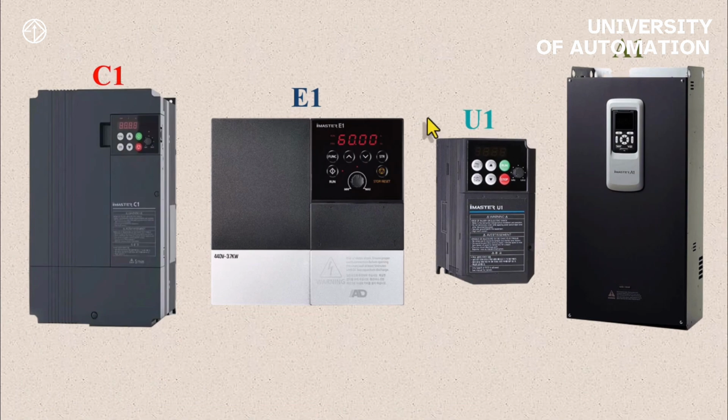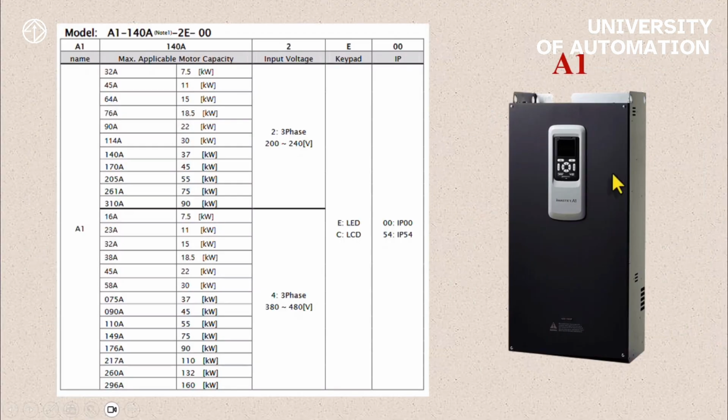The first model we mentioned is the A1 model. Each inverter has its own nameplate, and on that nameplate, we can get to know the specifications of this inverter better. The A1 inverter also has a nameplate on the side of the device, and with this code, we can find out some information about our inverter.